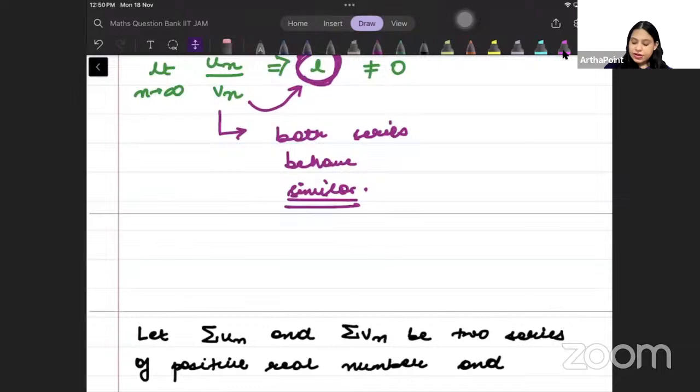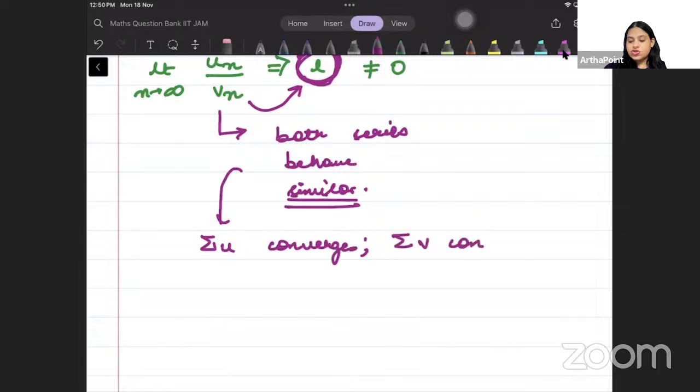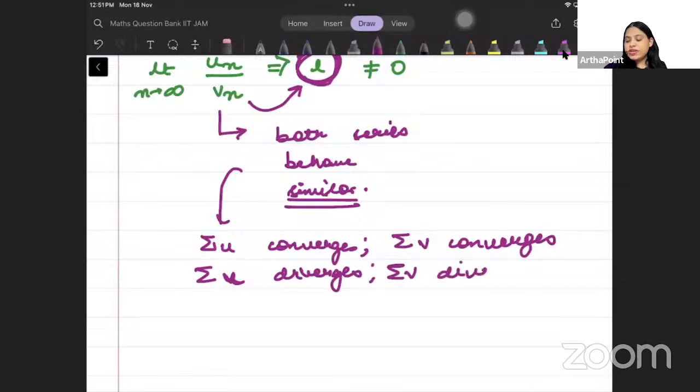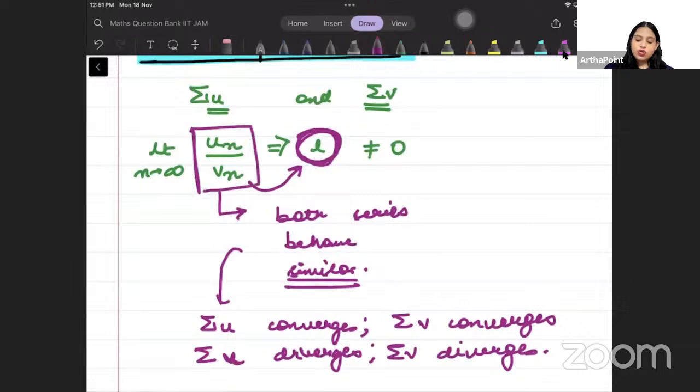Behaving in similar way basically means that when summation U converges, then summation V also converges, or vice versa. And if one diverges, then the other also diverges. So they behave in similar manner if when you find the ratio of their nth term, it comes out to be a constant L.